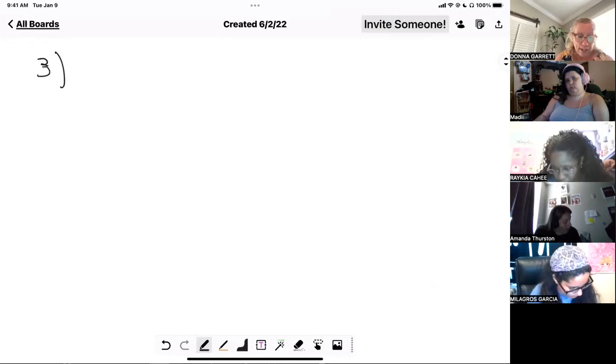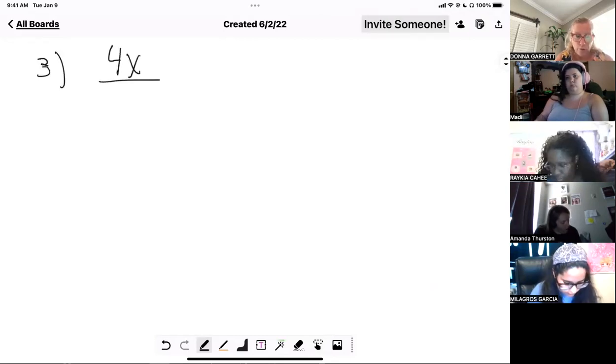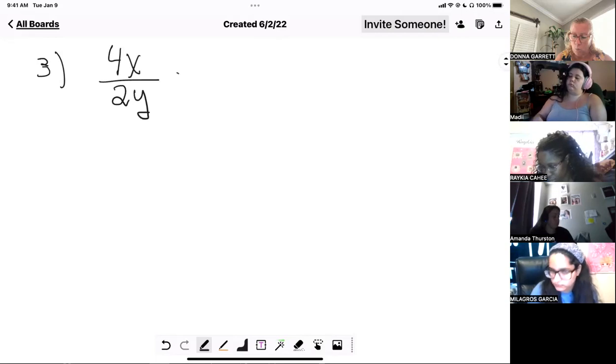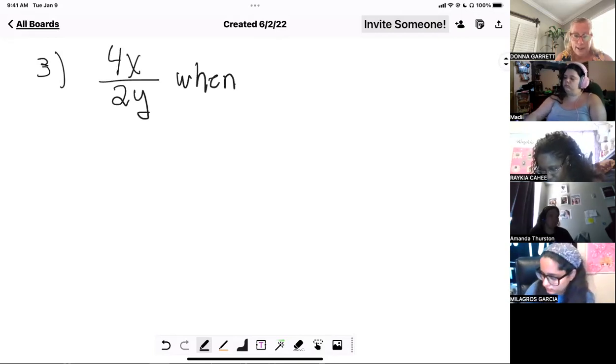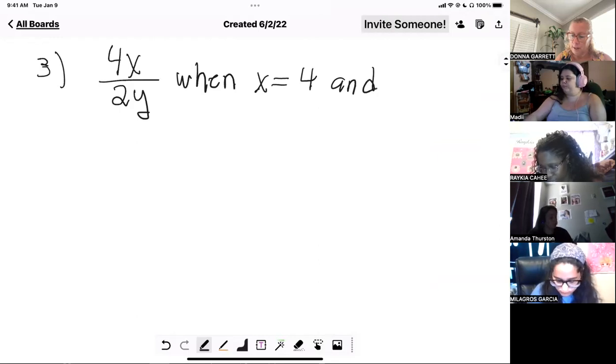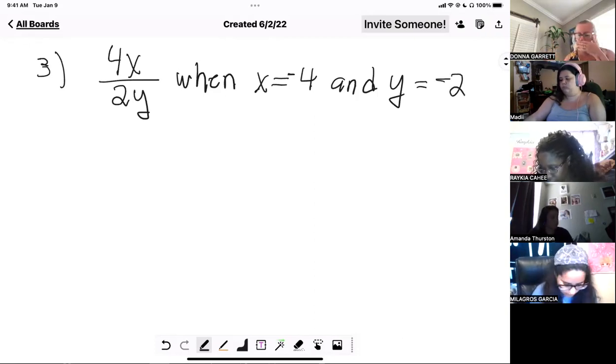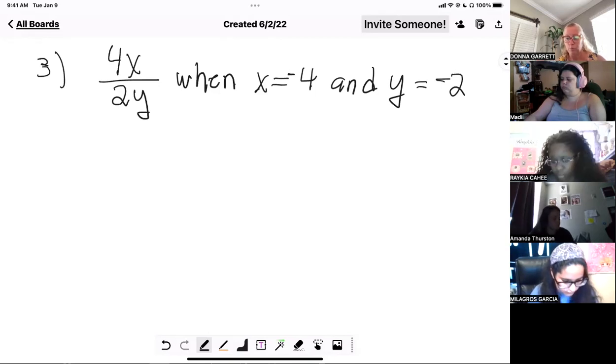Okay, so evaluate 4x over 2y when x is 4 and y is, actually make it -4. Make x -4 and y -2. Why don't you try it? Then we'll go over it. Give it a try.